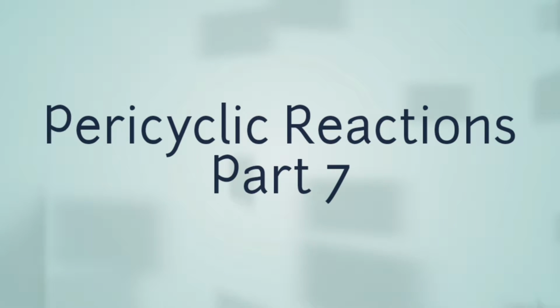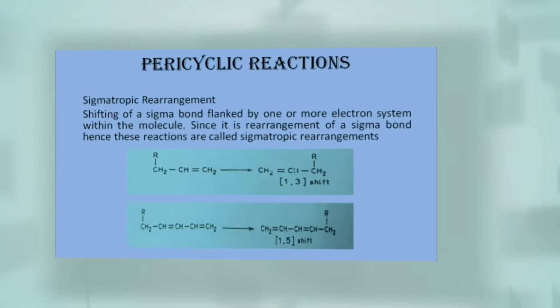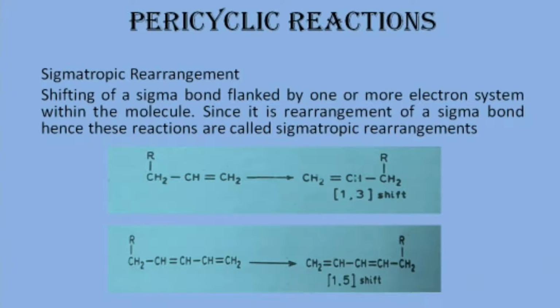Welcome to part 7 of pericyclic reaction. In this part, we are going to discuss sigmatropic rearrangements by PMO and FMO method. Rearrangement of sigma bond is known as sigmatropic rearrangement, that we already discussed in part 1 of pericyclic reaction.